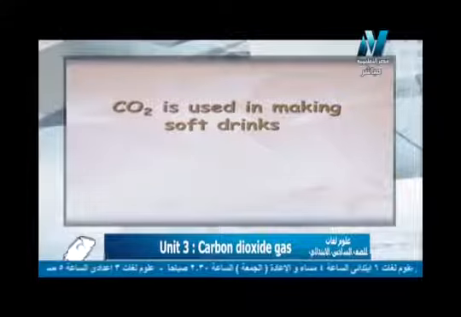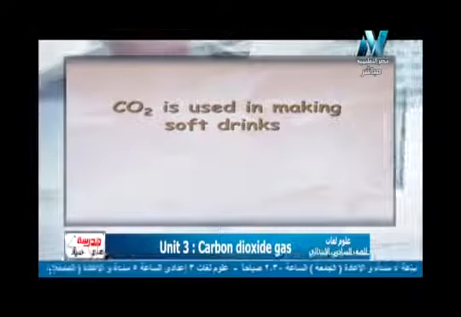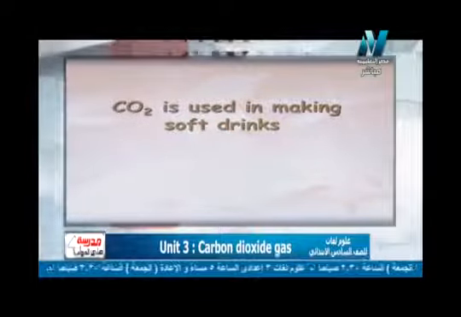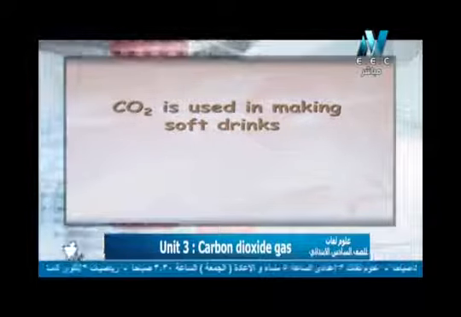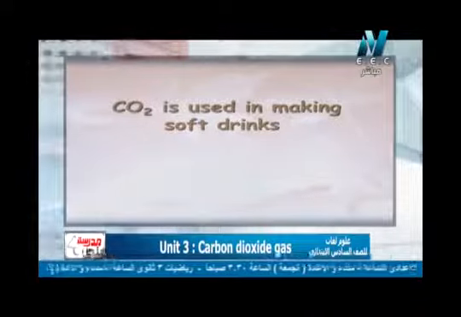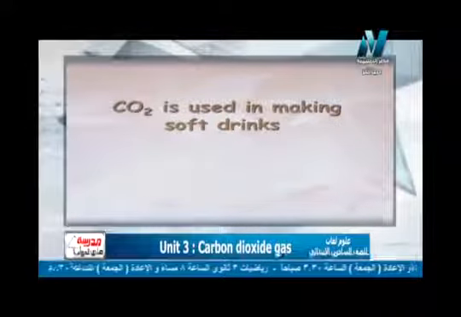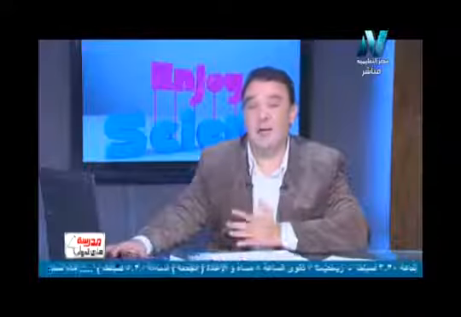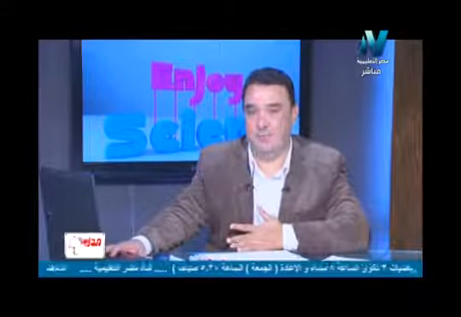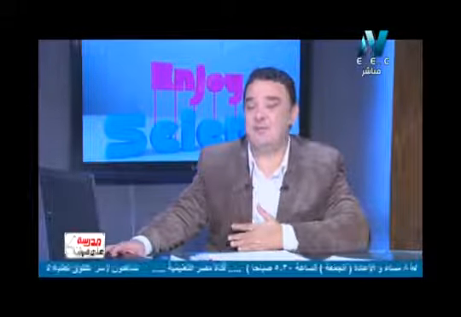Another use of carbon dioxide gas is that it's used in making soft drinks. بيستخدم في صناعة المشروبات الغازية. And please note, soft drinks are very dangerous for your health. هي خطر جدا على صحتنا. Please, if it's possible لو بقدر الإمكان decrease the amount use of soft drinks. قلل بقدر الإمكان الكمية المستخدمة من soft drinks because they are very dangerous substances for your health.